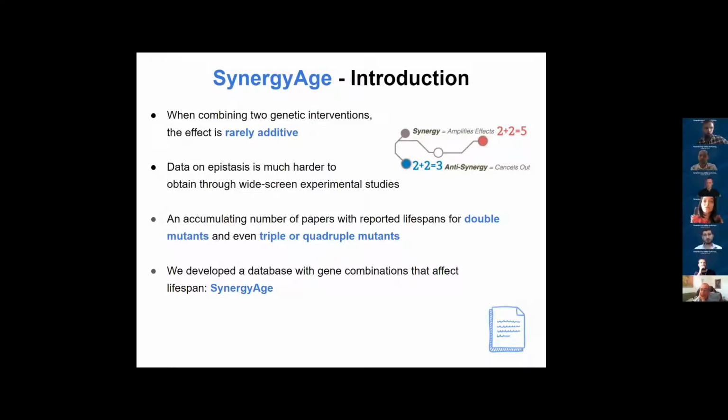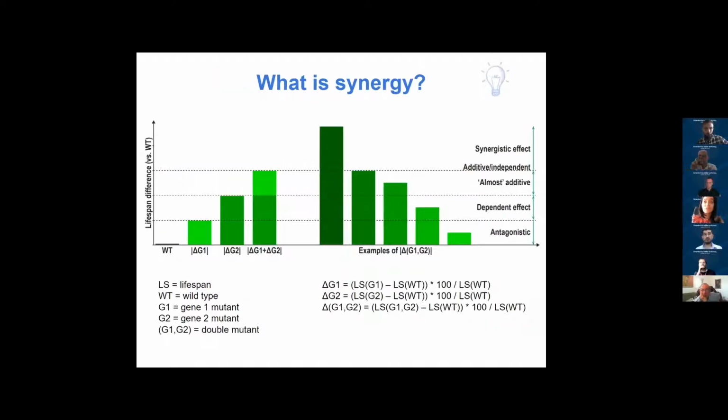And in order to evaluate the synergism and antagonism of genes, we developed SynergyAge, a database with gene combinations that affect lifespan. The first thing we had to do was to define what synergism means in terms of lifespan effects. And here you can see the example for 2 genes. In order to classify the interactions between 2 genes, we need to know the lifespans for wild type, which on the graph is on the left side.